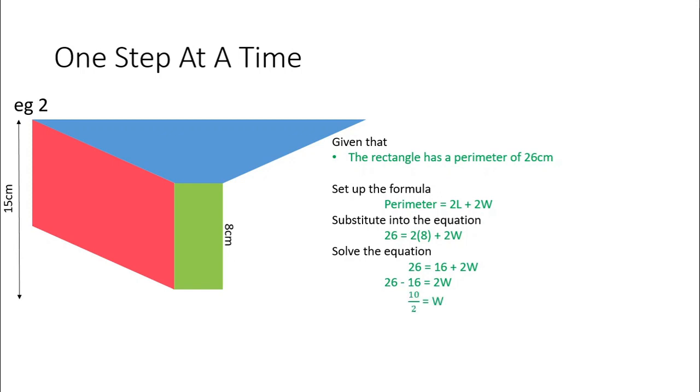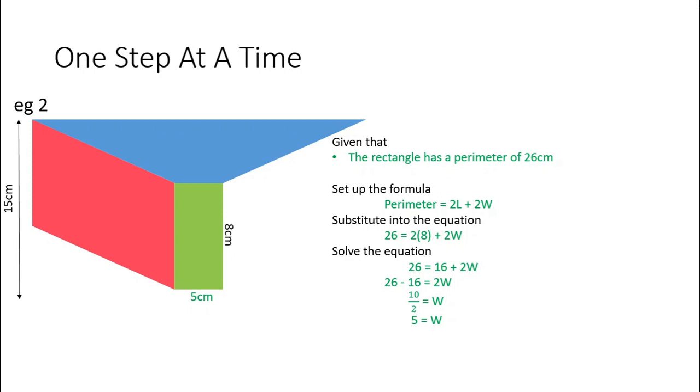So w on its own, I'll need to take the 2 across to the left-hand side. It was multiplying, so now it's dividing. W is equal to 10 over 2, so w must be 5. The width of this rectangle is 5 centimeters. Okay, that's not exactly what we were asked to solve, but that must help.